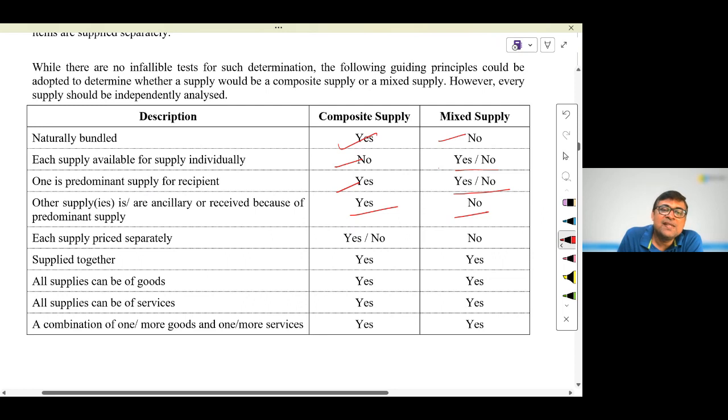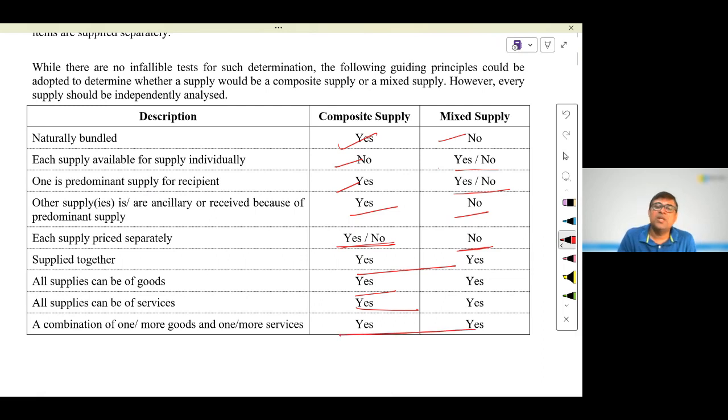Is each supply priced separately? In case of composite supply, it may or may not be. In case of mixed supply, no. Supplied together? Yes. All supplies can be of goods, yes. All supplies can be of services, it is possible. A combination of one or more goods and one or more services, yes, it can also happen. Any combination may be there.